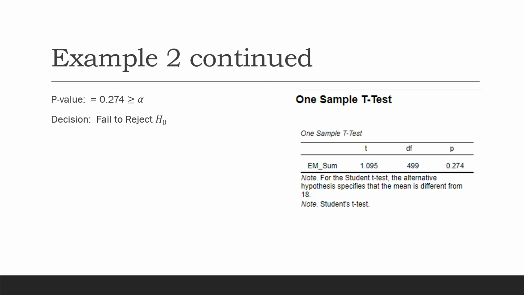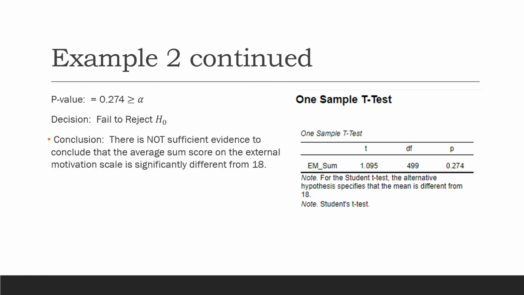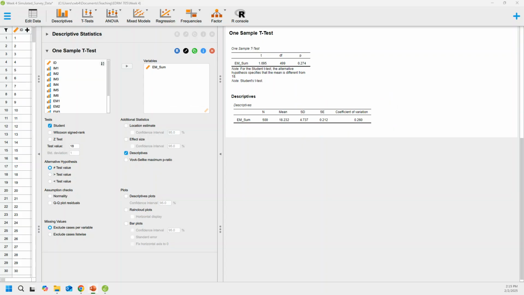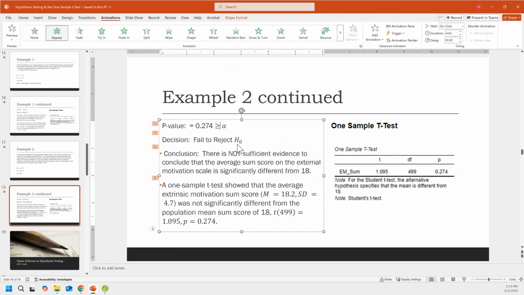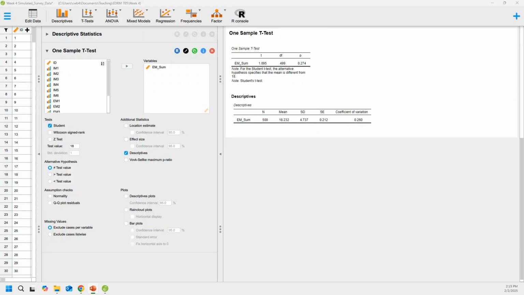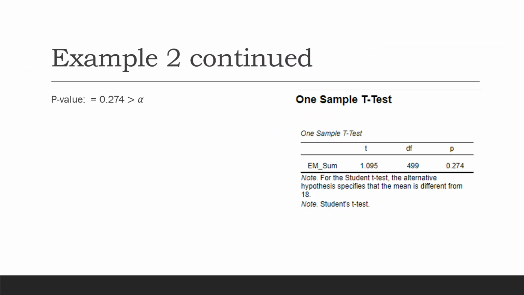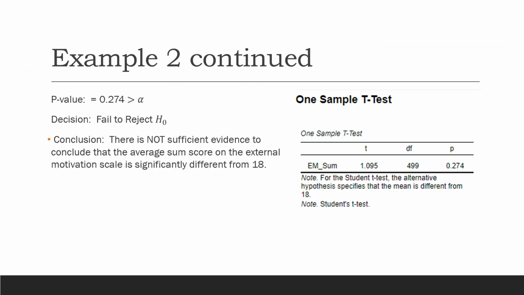And so my p-value is 0.274. That is greater than my alpha of 0.05. And so since that is the case, I'm going to fail to reject. And I do want to point out something here. This should just be a greater than and not a greater than or equal to. So since it's greater than alpha, we fail to reject. There is not sufficient evidence to conclude that the population average sum score on the external motivation scale is significantly different from 18.